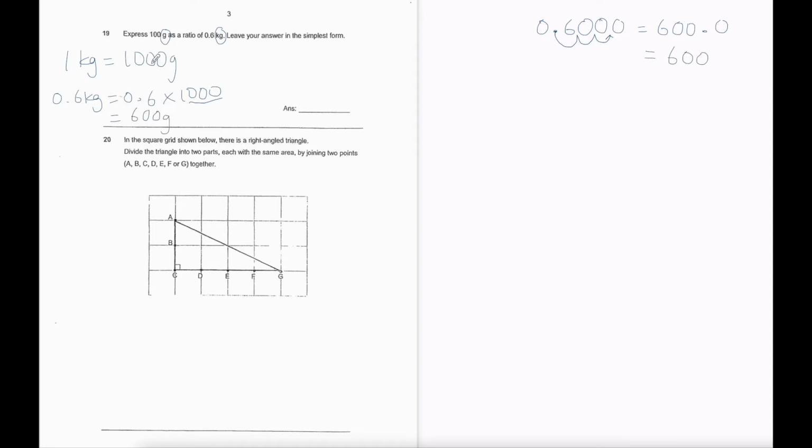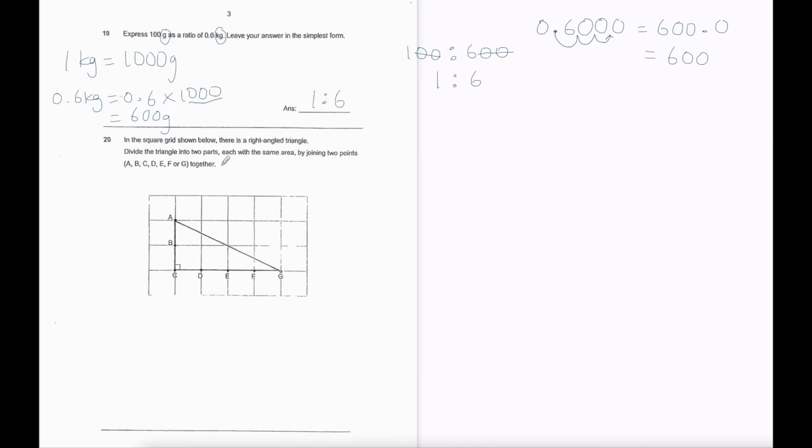So this is 600 grams. So express 100 grams as a ratio of 600 grams. 100 is to 600 will just be 1 is to 6. What we can do is cancel the 0s since both of them have them, so it's just 1 is to 6. Let's move on.